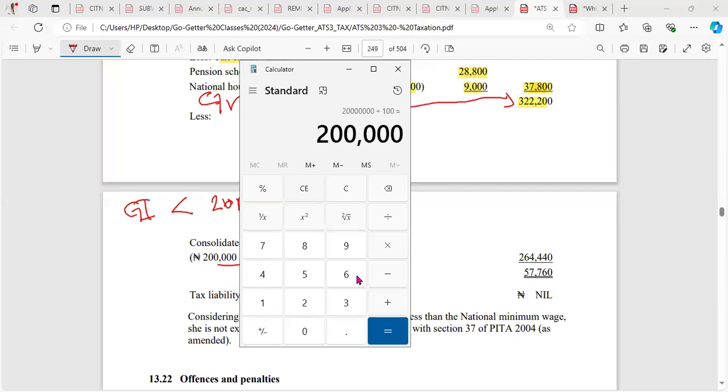Let's see. If you have 20 million 1,000 and you find 1% of it, 1 over 100, this is more than 200,000. It's more than 200,000 by 10 naira. So for anything more than 20 million, it will be better you use 1%.